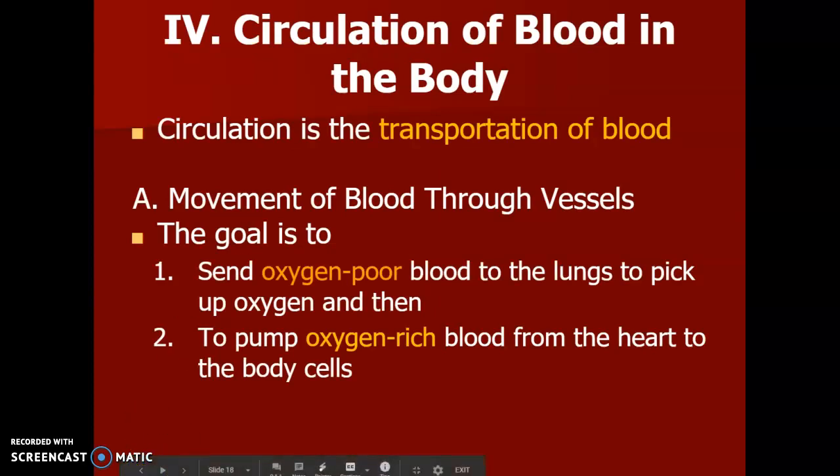I'm going to stop right there. We're getting a little bit short on time. So we'll talk about the circulation of blood in the body the next time. So we've talked about the three major kinds of blood vessels: arteries, capillaries, veins. Arteries carry blood from the heart. Veins return blood to the heart. Capillaries connect arteries and veins, and it's the exchange point for all things between the cells and the blood. We'll talk more next time.